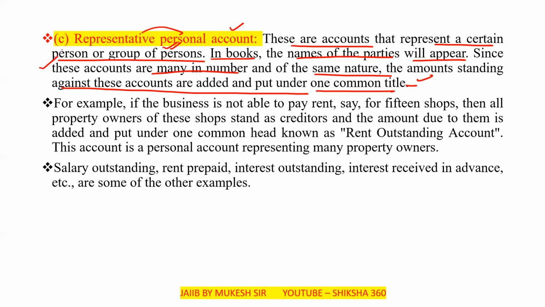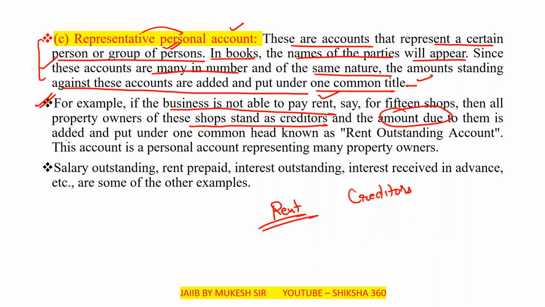Now let's discuss what they are trying to say here. For example, if the business is not able to pay rent, like they are doing business and taking 15 shops, then all the owners of these shops stand as creditors because they want their rent. So they will stand as the creditors, and the amount due to them is added and put under one common head, known as the rent outstanding head.